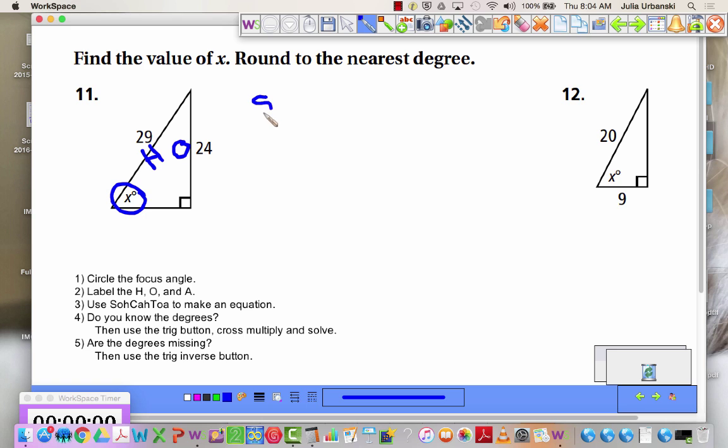Good. So I'm going to write the sine of my angle, which in this case, I don't have any degrees for it. So I say the sine of x equals what over what? Good. Opposite 24 over hypotenuse 29. It's the same as yesterday, except your variable has moved, but the rule, the setup is still the same. Any questions on that?